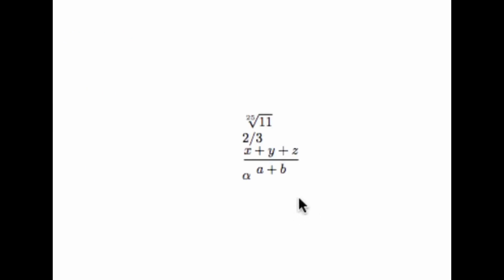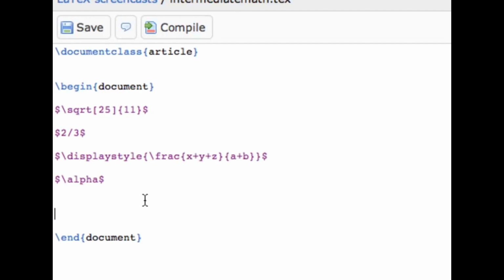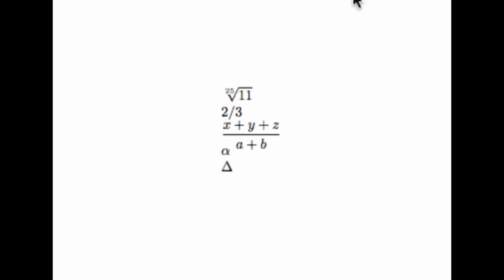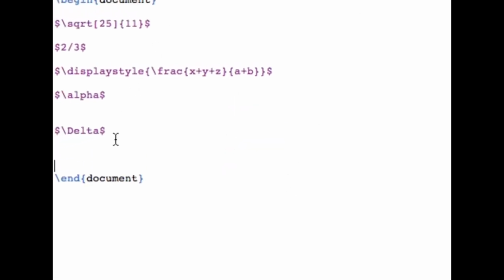To get an uppercase Greek letter, you just capitalize the first letter of the LaTeX command. For example, an uppercase Greek delta would be obtained by typing \Delta. Make sure you're out of math mode, and then compile. You can also typeset the infinity symbol. That's just \infty.